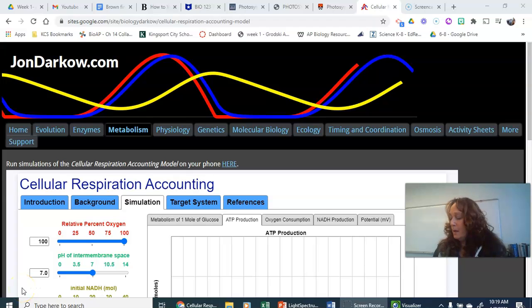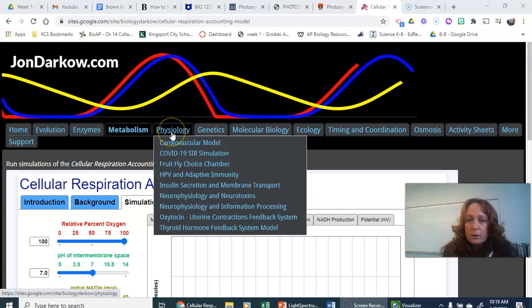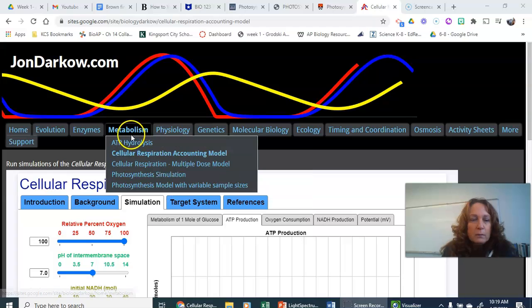Hello. I wanted to introduce you to a site. This is a really cool place. This person has developed all kinds of interactive models of different scientific processes. Trying to think, let's see what there is here. Metabolism, the one we're in, cellular respiration, there's one for photosynthesis.